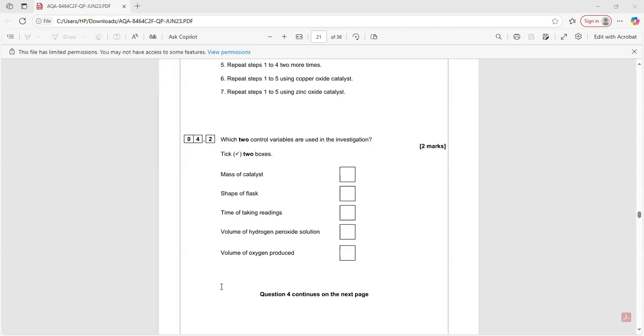Shape of flask. Okay. What would be the second one? Mass of catalyst. Mass of catalyst. Okay.